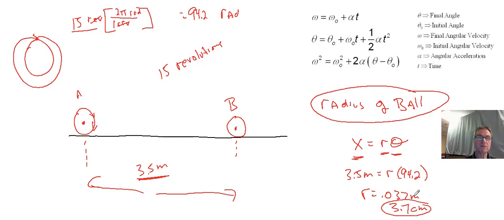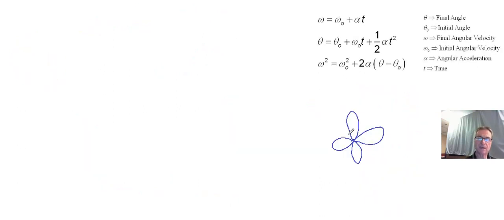So what do we do? Again, we use the equivalency formula. The linear distance that the ball travels is equal to the radius of the ball times the angle through which the ball rotates, and that's all we did. We haven't even really used any of the kinematics equations yet, but we will in the next example. So let's get to the next example.